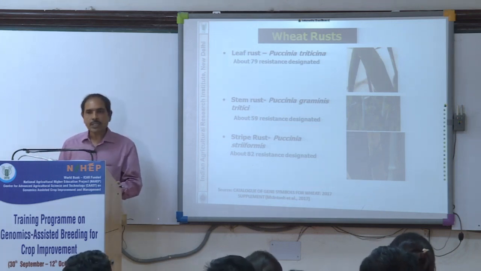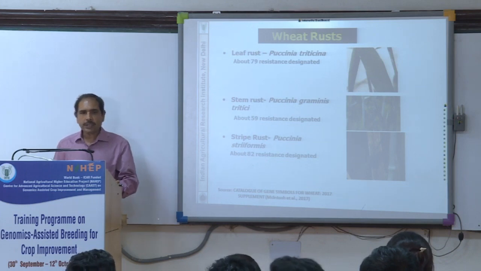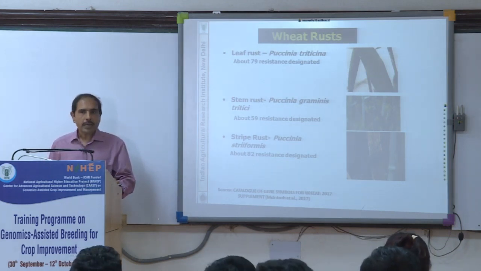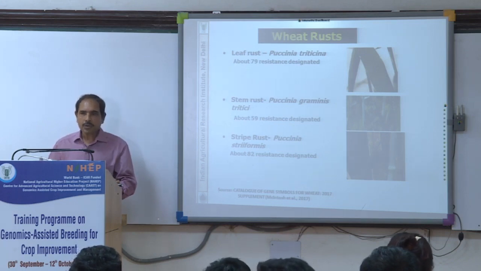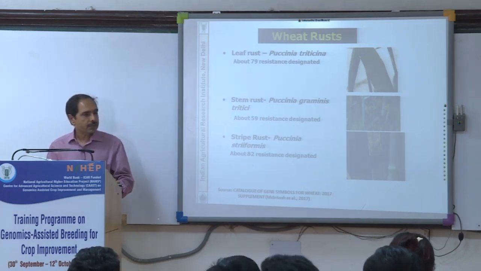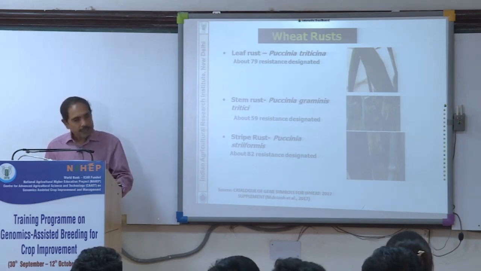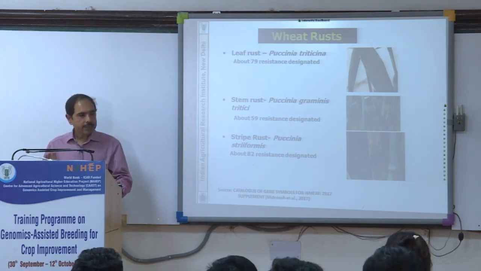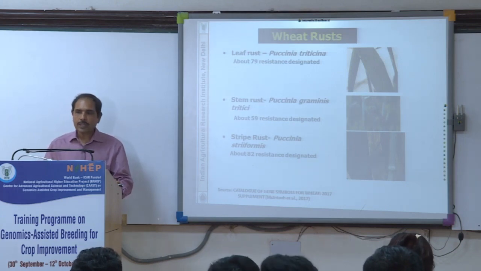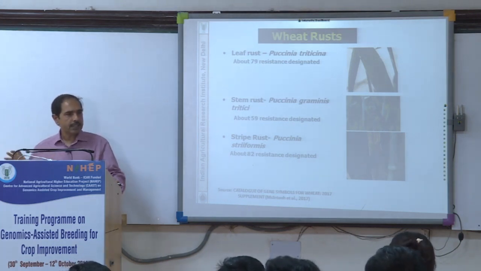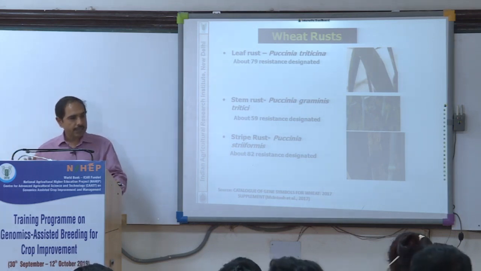Stem rust is not a major disease nowadays. It is not of much significance. By and large, we have been able to control this disease, because we have good deployment of stem rust resistance genes, and the disease is not a major issue. Leaf rust occurs throughout India. Stem rust is a disease of warmer areas, so you can find stem rust in central India and peninsular India. Those are the major areas where the disease may develop.